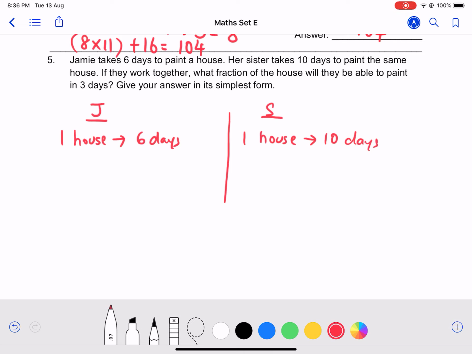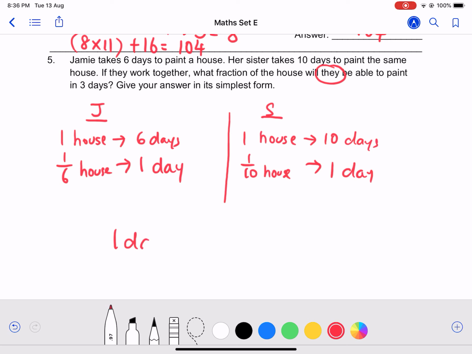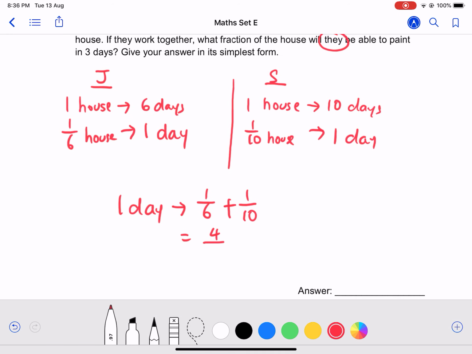Alright, so as always, we like to find out unitary. For example, in one day, how much is Jamie actually painting? It's only 1/6 of the house. In one day, she can only paint 1/6. In one day, the sister is worse, can only paint 1/10 of the house. So if they are going to paint together in one day, what happens? Jamie will paint 1/6, sister will paint 1/10 all together. So when we add up, because it's paper 2, we are able to get fractions out easily, 4/15.